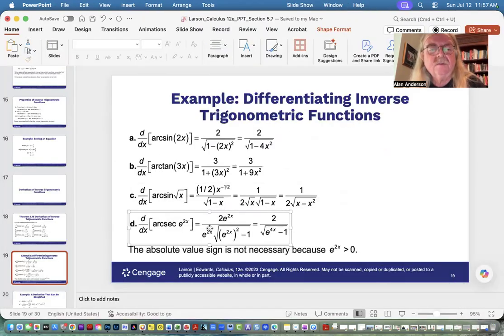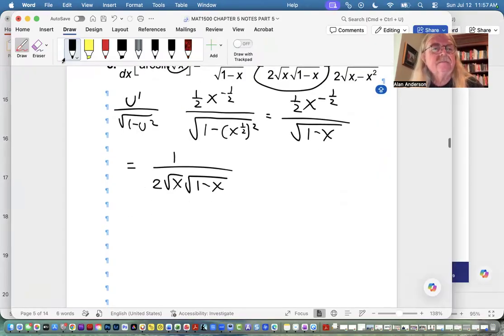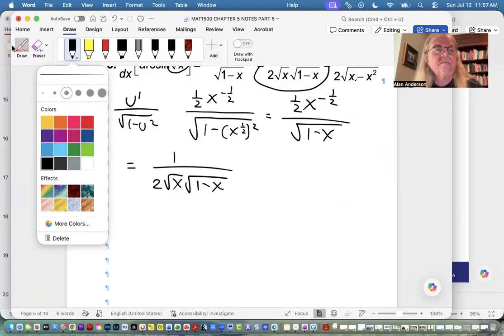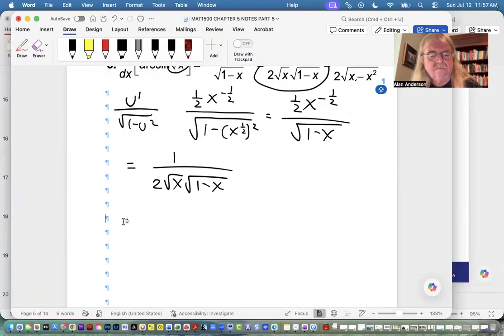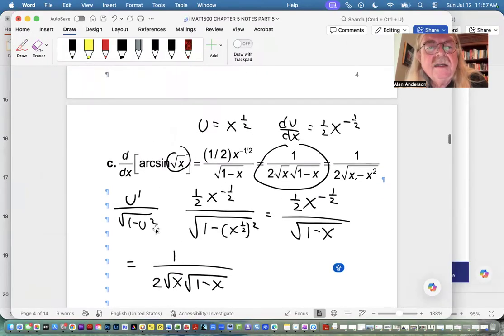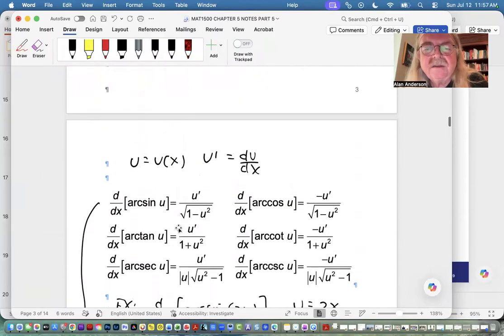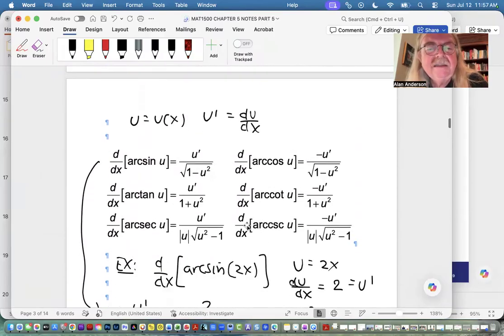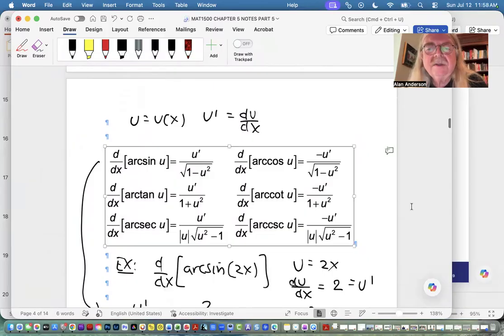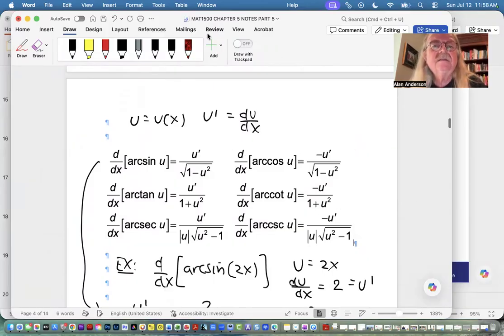All right, and then there's one more, the arc. Ooh, the arc secant. We haven't seen that one yet. Now, of course, nobody expects you to memorize these. Let's see, what do we have here? U prime.